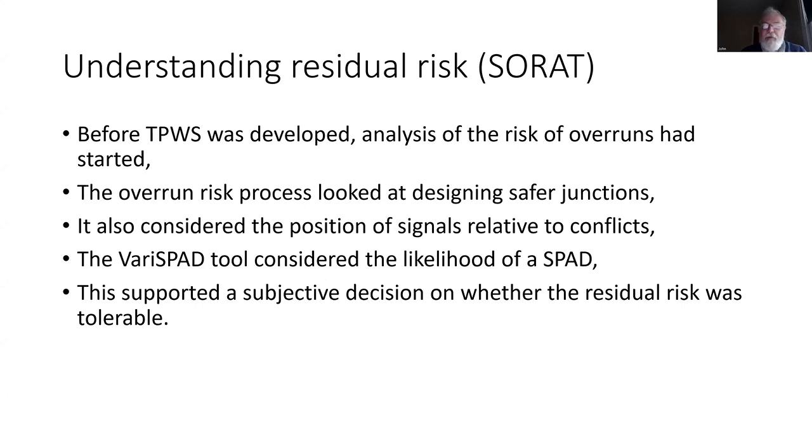In parallel with the development of TPWS, people were trying to understand the risk of overruns, what caused them, and what the risks were when they did occur. The overrun risk process looked at designing junctions in the safest way possible. Rather than having multiple conflicts just behind signals, was it possible to reposition the signals, or was it possible to design the junctions so that any overruns were diverted away from conflicts?